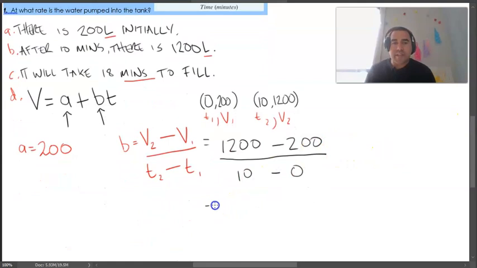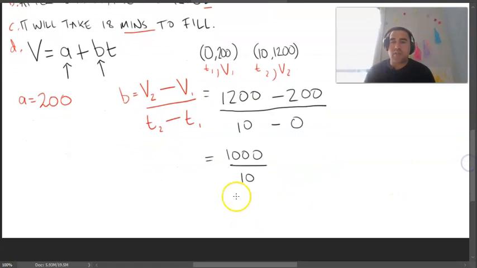So let's do this. 1200 take away 200 is 1000. 10 take away 0 is 10. Neat little trick if you're dealing with dividing by tens and there are other zeros, just cancel out the zeros. This is the same as how many ones go into 100. If you don't feel confident with this step, you can always just do 1000 divided by 10 within your calculator. And now we have got our B value.